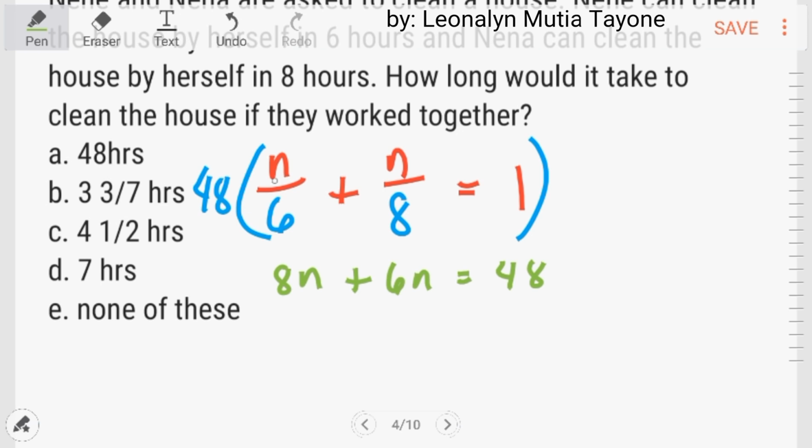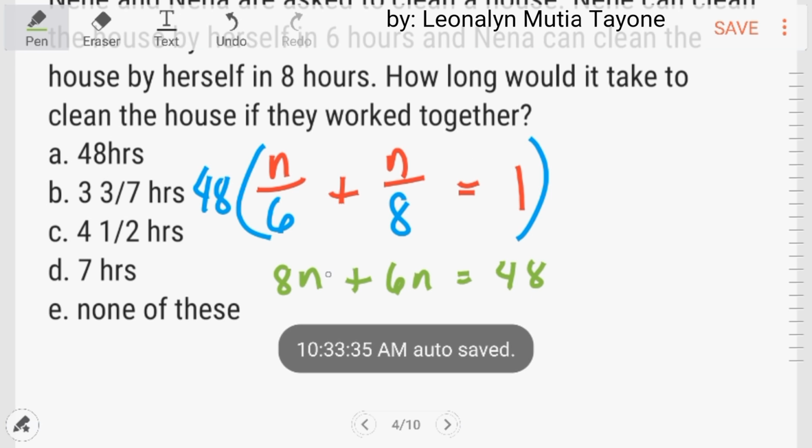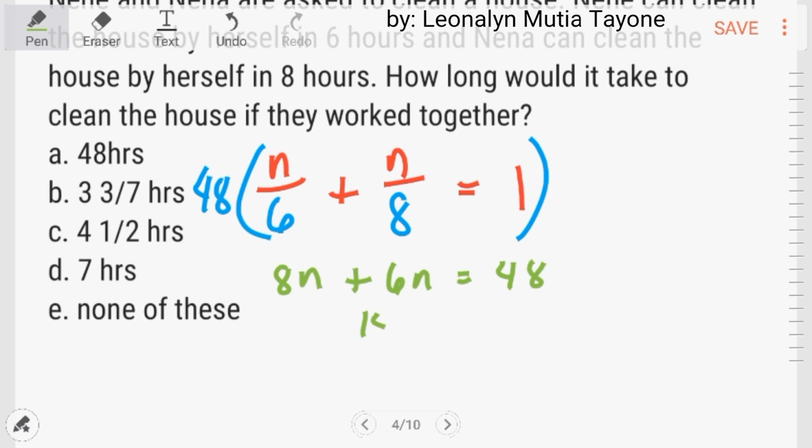Kasi 48 divided by 6, that is 8n. 48 divided by 8, and that is 6n. And then 48 times 1, that is 48. So, i-add mo siya, 14n equals 48. Para ma-isolate si n dito, mag-divide ka ng 14 to both sides. So, 48 divided by 14, and that is 3 and 3 over 7.